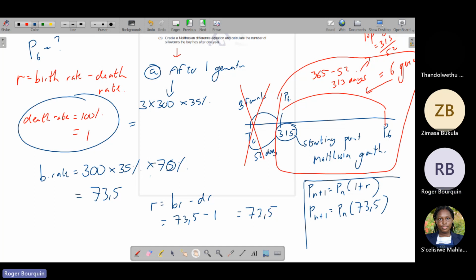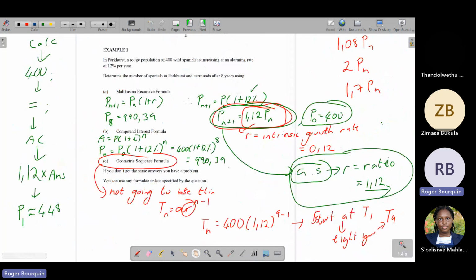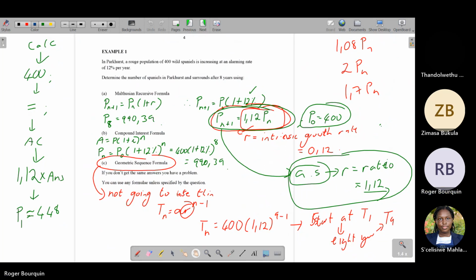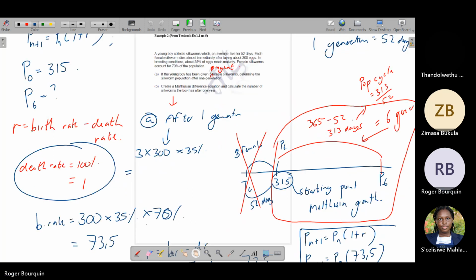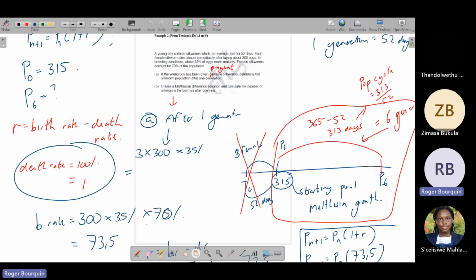With a 12% growth rate, in the previous question, what was the coefficient? 1.12 was the coefficient, right? So what was the intrinsic growth rate? R was 0.12. So you minus 1, that gives you the intrinsic growth rate, and then you times that by 100 to get a percentage. This was a 12% growth rate, right? So in this case, what is your percentage growth rate of these silkworms?